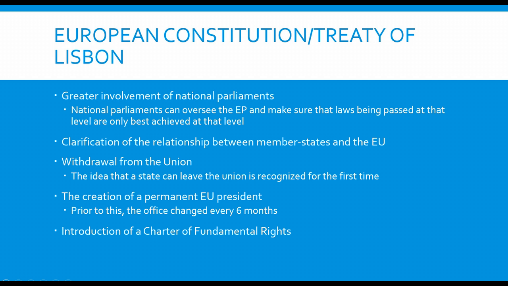There's a clarification of the relationship between member states and the EU. There's a withdrawal from the union concept. The idea that a state can leave the union is recognized for the first time. You also have the creation of a permanent EU president. Prior to this, the office changed every 6 months. And then you also have the idea of a Charter of Fundamental Rights that all members within the European Union have.